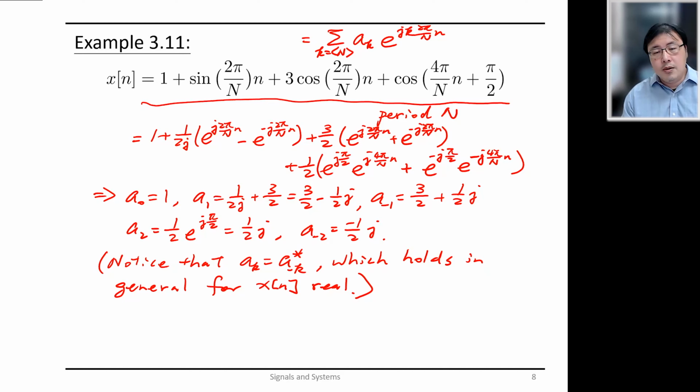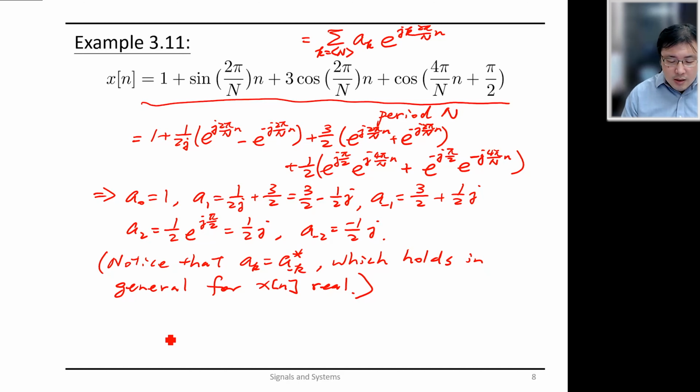Now, in this example, we see that each individual term has period capital N. So when you sum them up, the signal x[n] also has period capital N.